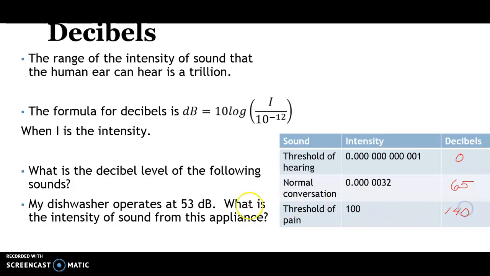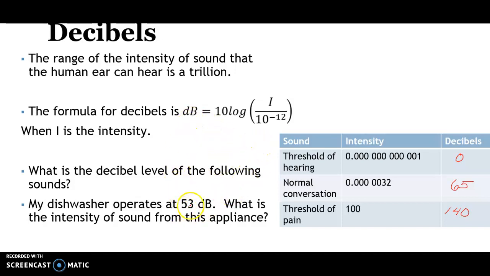Our next question says that my dishwasher operates at 53 decibels. What is the intensity of the sound from this appliance? So first off, when they were selling me a dishwasher, they all had this decibel level listed, and that is because we want a dishwasher that operates quieter than normal conversation, and we see at the decibel level of 53, normal conversation at 65, so this dishwasher is quieter than normal conversation. But we want to use the formula and solve this out, see if we can figure out the intensity of the sound of the dishwasher.